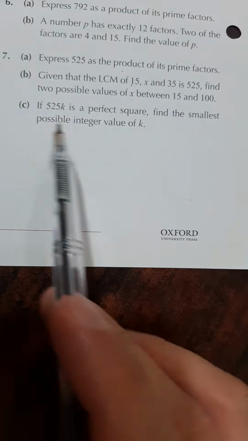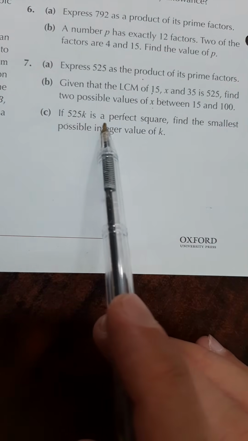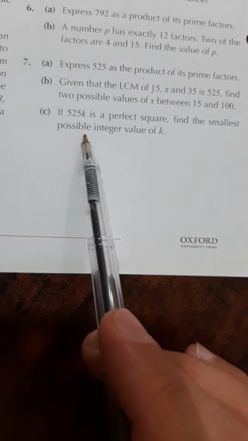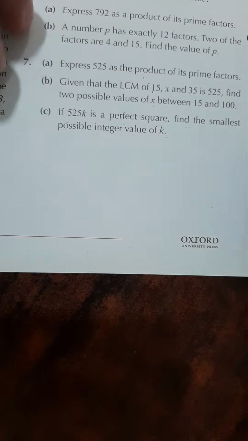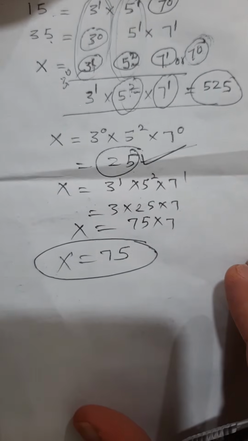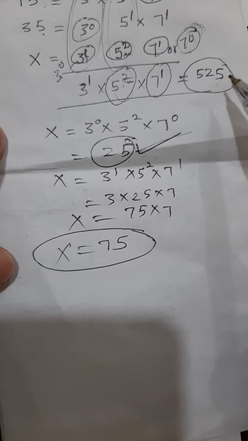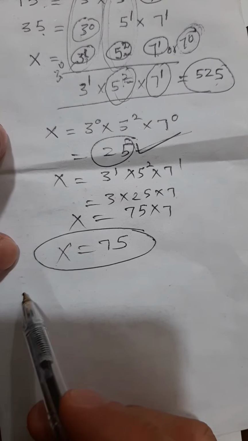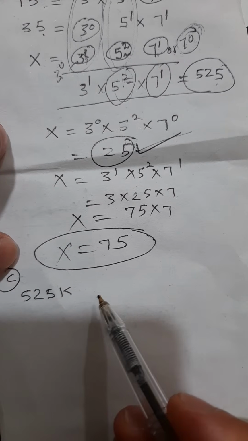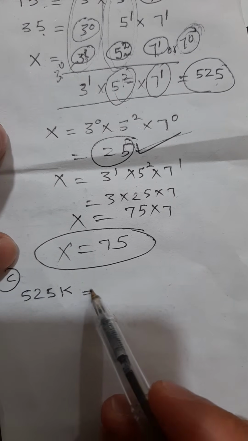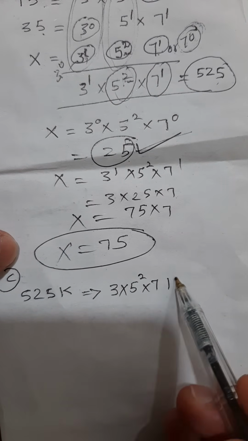In part number C of this question number 7: if 525k is a perfect square, find the smallest possible integer value of k. Okay, so the problem here is that 525k is a perfect square, part number C, question number 7. Now 525 is 3 into 5 square into 7, and here you have k.